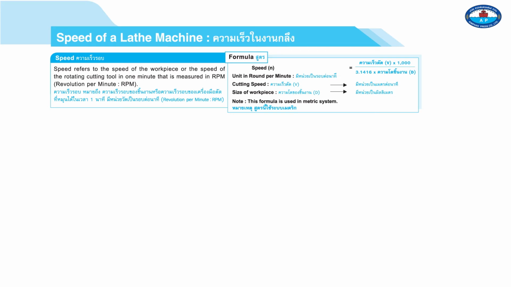Page 154. Speed of lathe work. Speed. Speed refers to the speed of the workpiece or the speed of the rotating cutting tool in 1 minute, that is measured in RPM, revolutions per minute. Formula. Speed, N, unit in rounds per minute, equals cutting speed divided by size of workpiece. Note, this formula is used in the metric system.